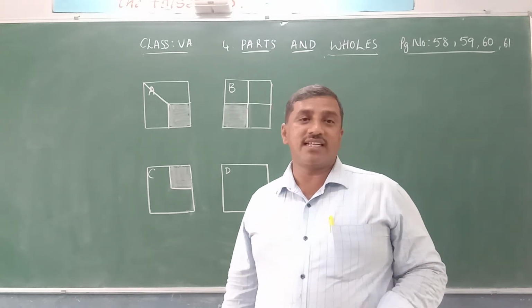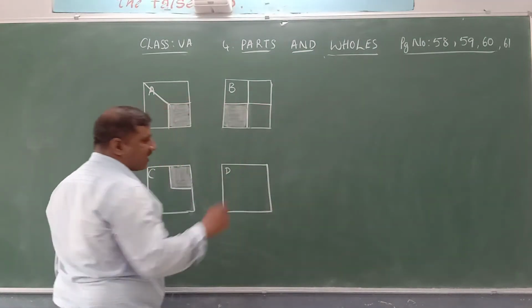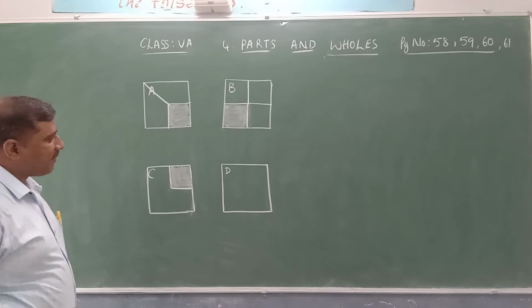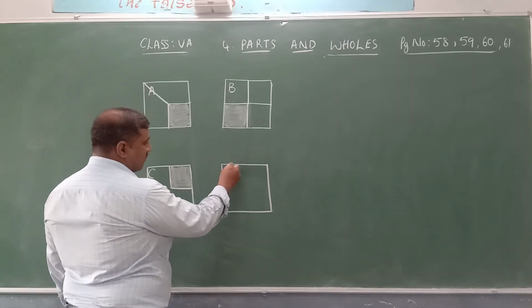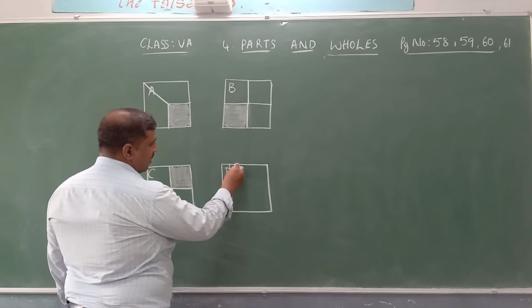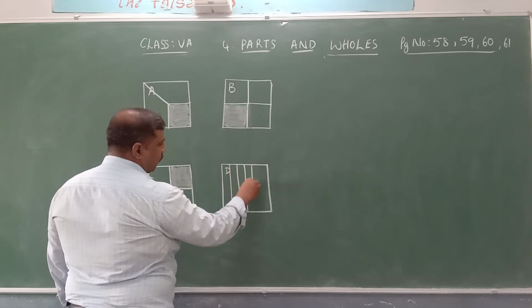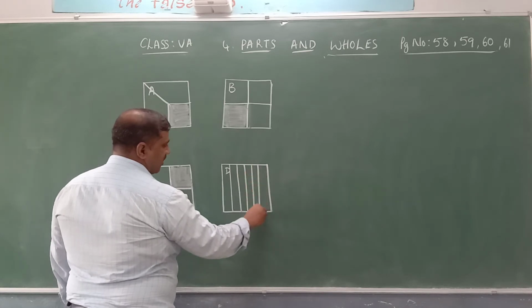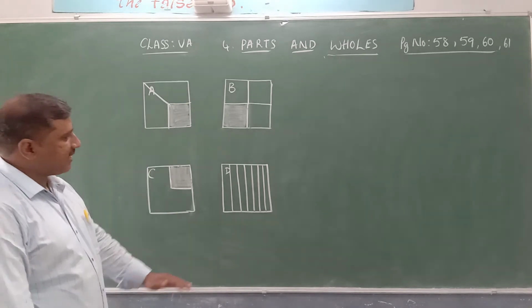So, was that difficult? Now in D we have to divide this into 7 equal parts. How do we divide this into 7 equal parts? Like this we can divide. You can divide horizontally or you can divide vertically. 1, like this is 2, and this is 3, 4, 5, 6 and 7. Like this you can divide into 7 equal parts.